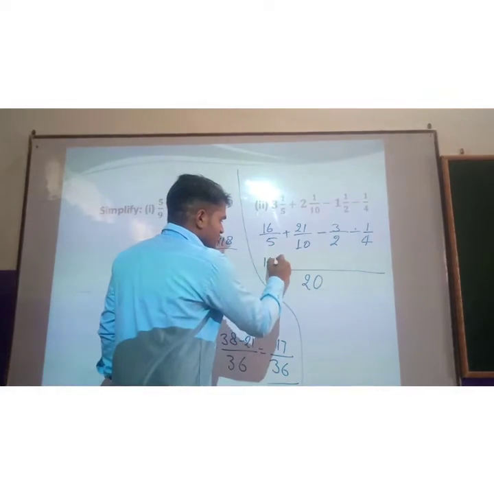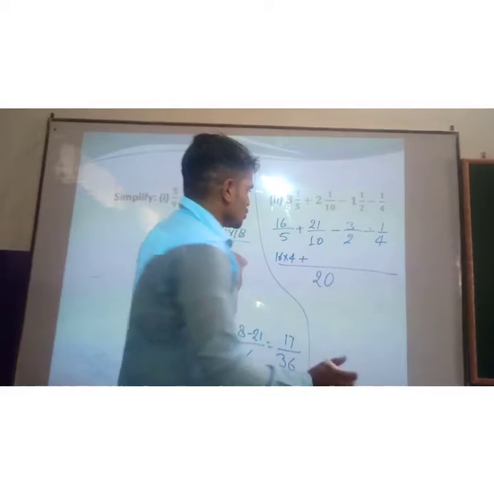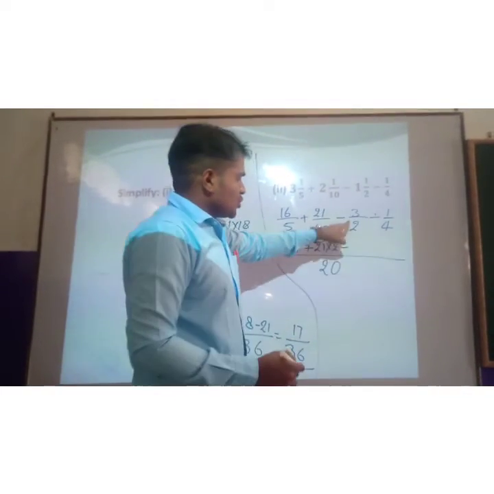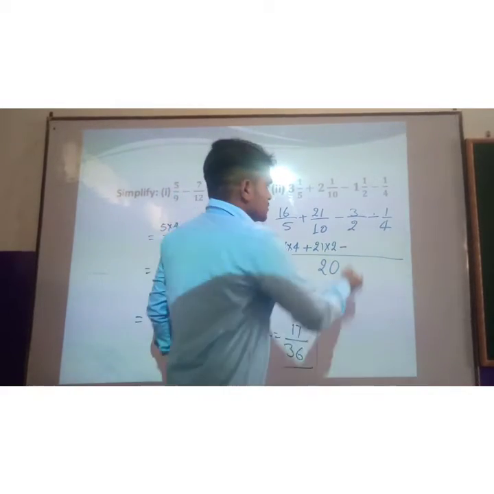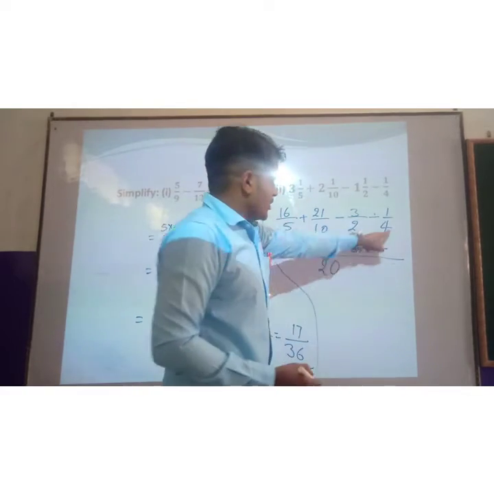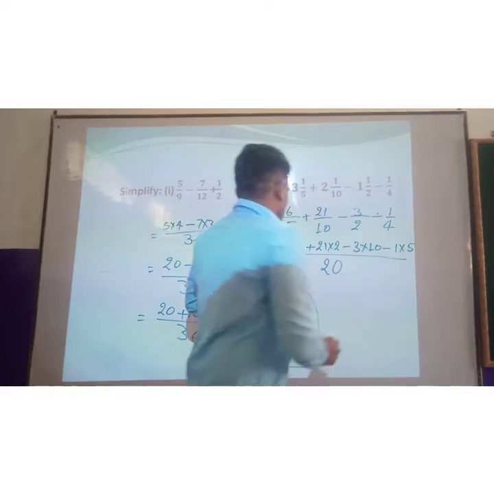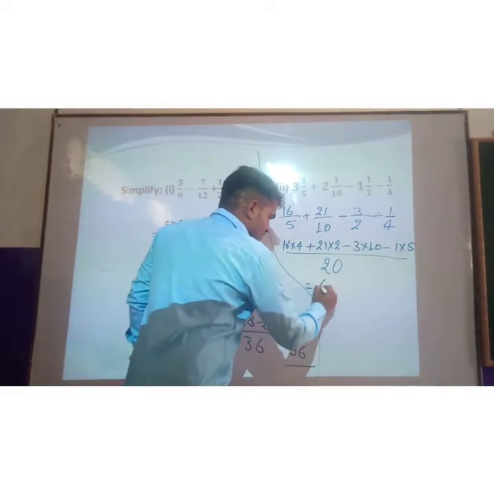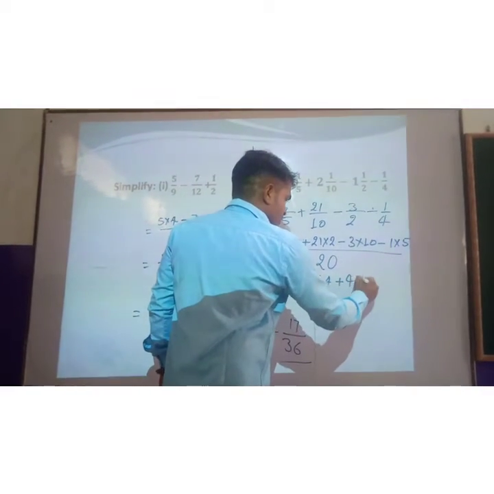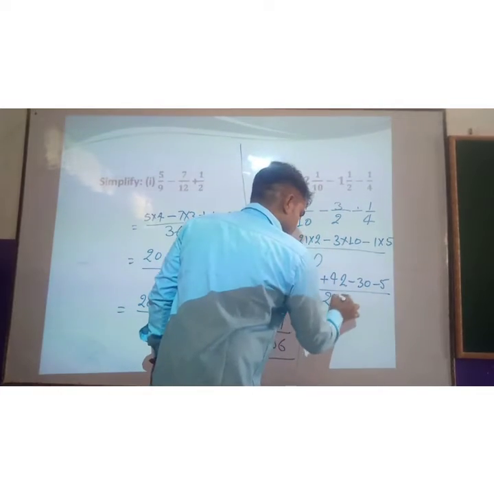So we get 16 multiplied by 4, plus 10 divides 20, it gives 2. So 2 multiplied by 21, minus 2 divides 20, it gives 10. So 10 multiplied with 3, minus 4 divides 20, it gives 5. So 5 multiplied by 1. Okay. So 16 times 4 is 64 plus 21 times 2 is 42 minus 30 minus 5 upon 20.